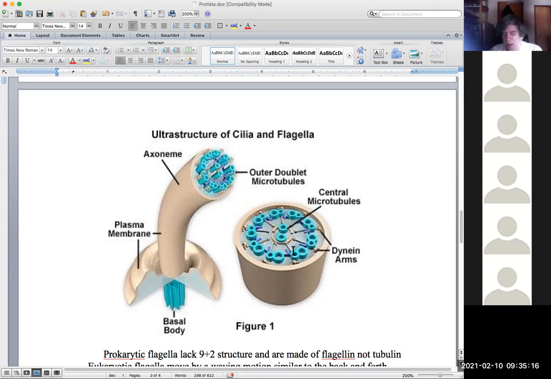So it seems to me like they should have named this 18+2 or 9+1. They should have been talking about pairs or single microtubules. But they didn't ask me when they named them. So it's 9+2, 9 pairs around a single central pair.